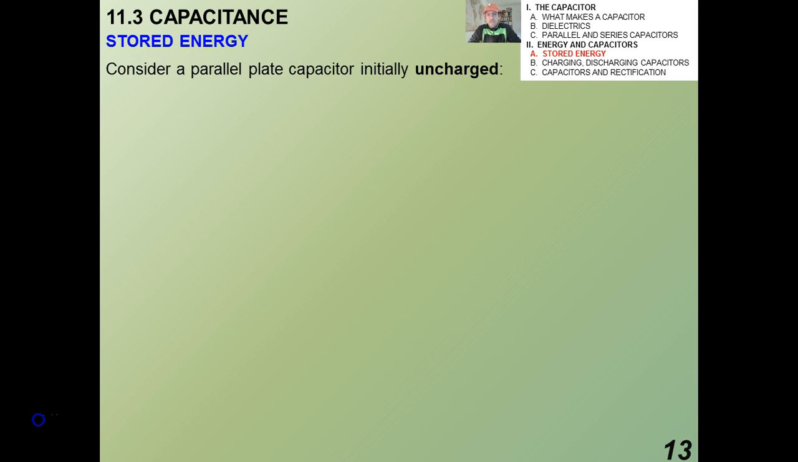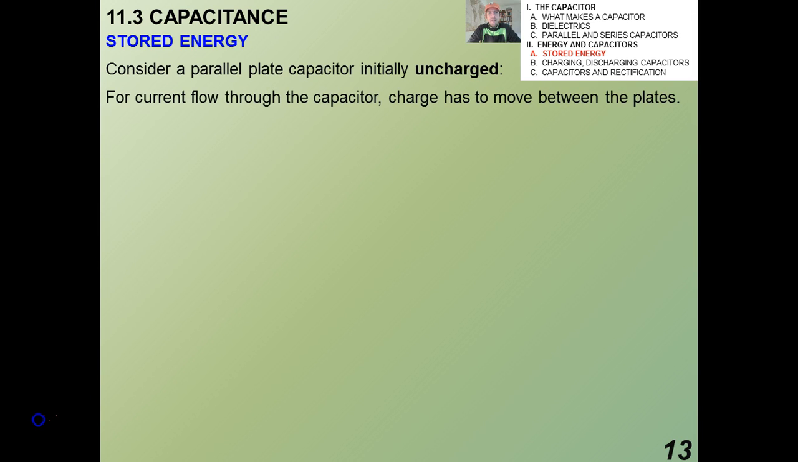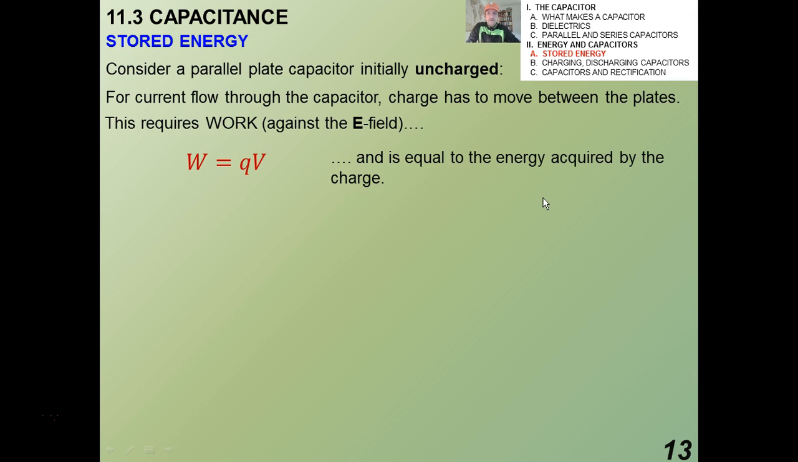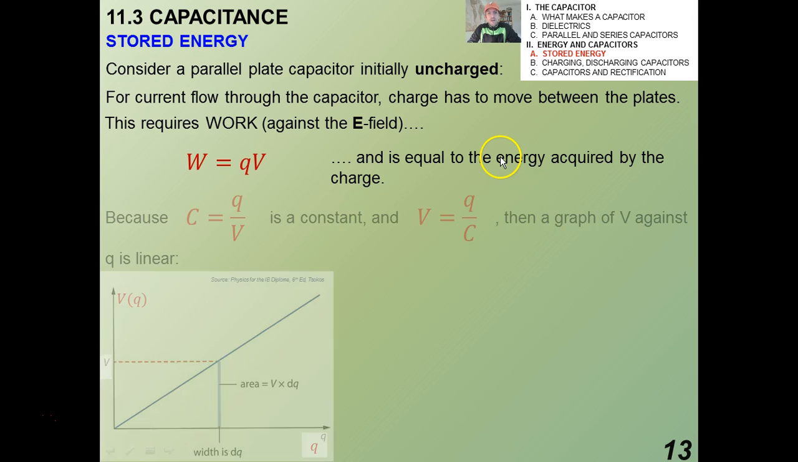All right, so if we consider, again, a parallel plate capacitor, remember there's all different kinds of capacitors, and we're only going to deal with a parallel plate capacitor in this class. If we consider a parallel plate capacitor that is initially uncharged, in order for current to flow through it, charge has to move between the plates, of course. We've studied electric fields before, and we know that this requires work against the electric field, and that work is given by the magnitude of the charge times the potential difference, okay? And that's, by the work-energy theorem, exactly equal to the energy acquired by the charge.